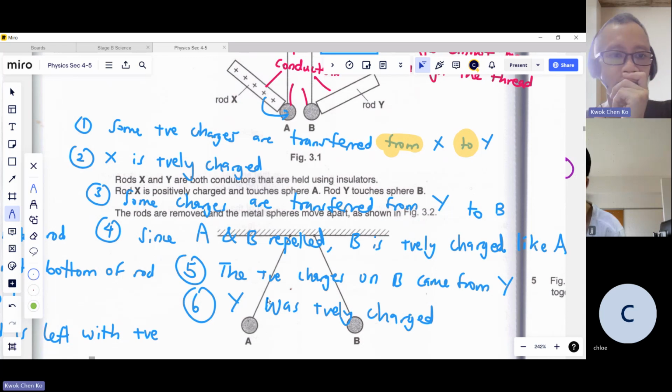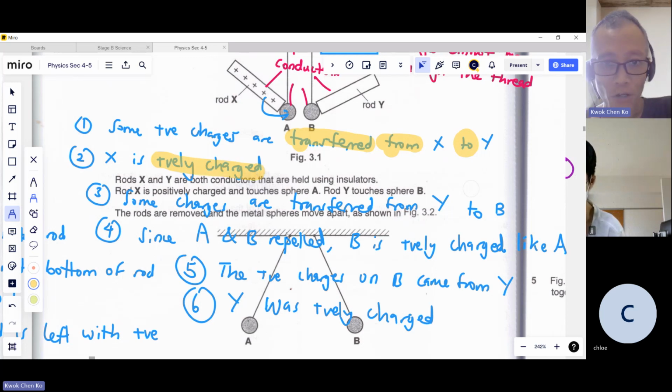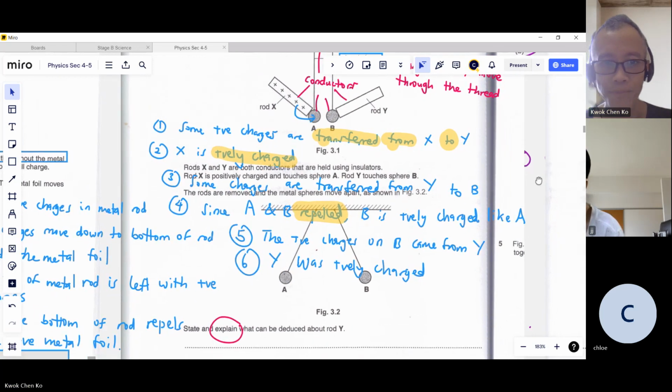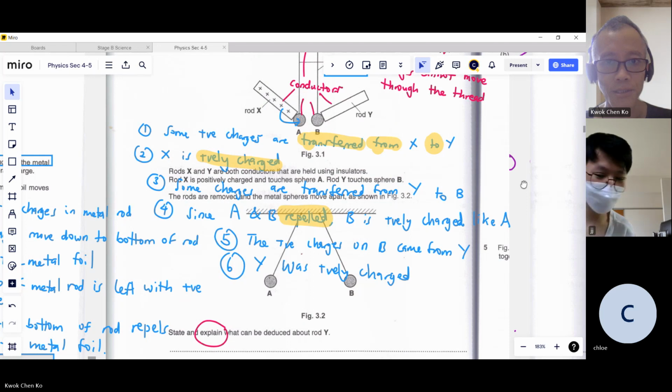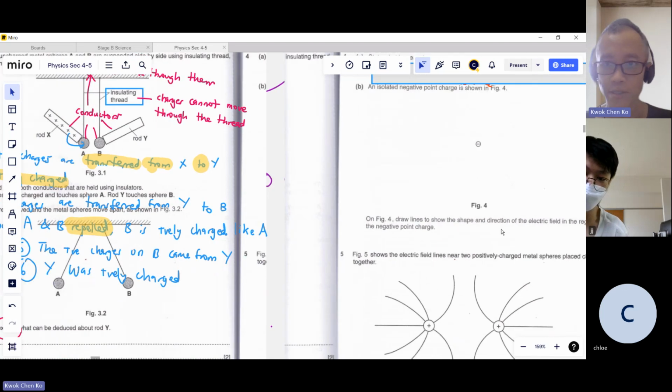Okay, so again, maybe a bit excessive, but essentially make sure you use some of the keywords like transfer from where to where. Obviously, if you can, emphasize whether it's positive or negative. And of course, repulsion. Yep, this is an important keyword. Repulsion, attraction, all these are important keywords. Again, I won't further elaborate. Any question? Okay, this will be the last part.